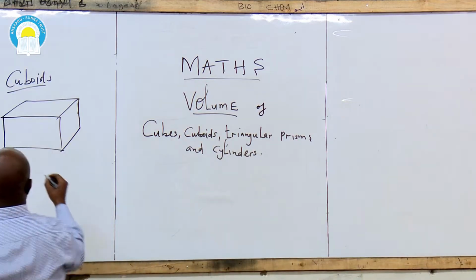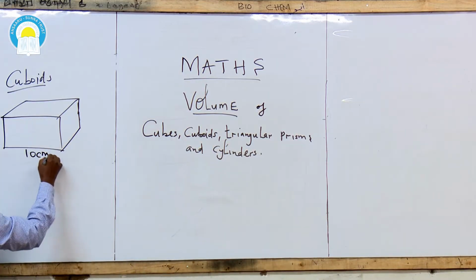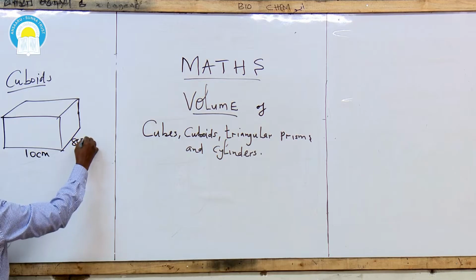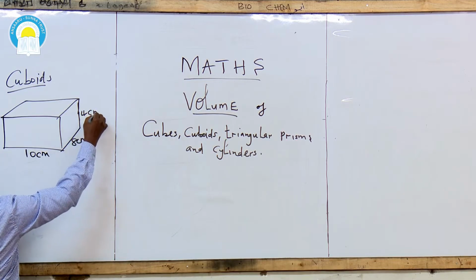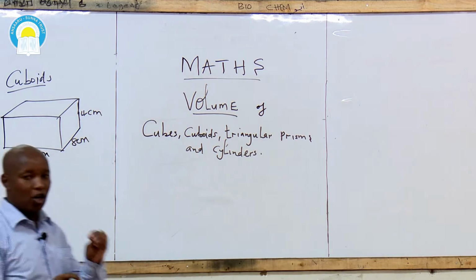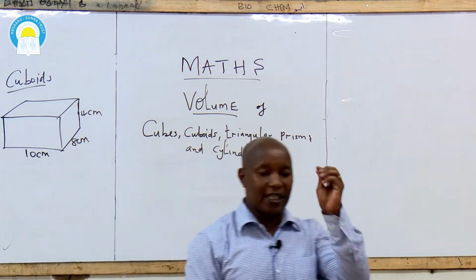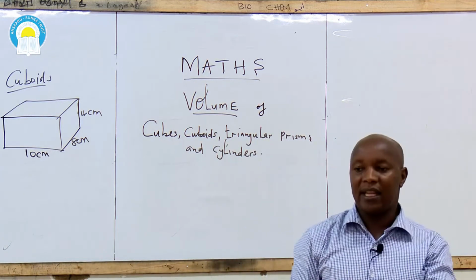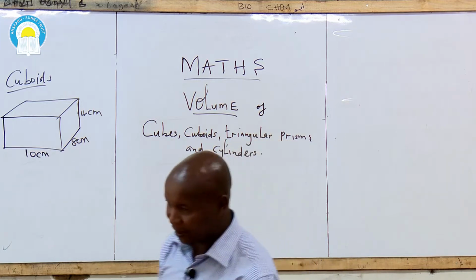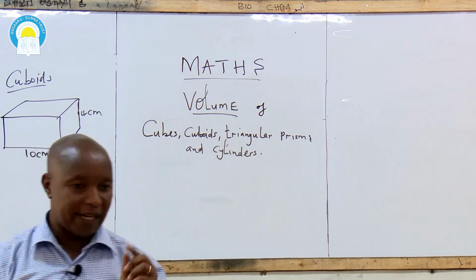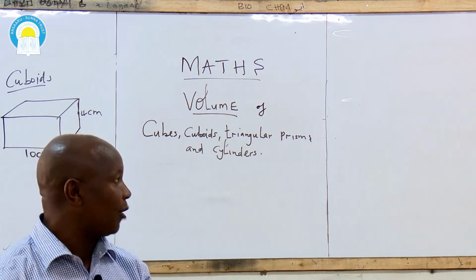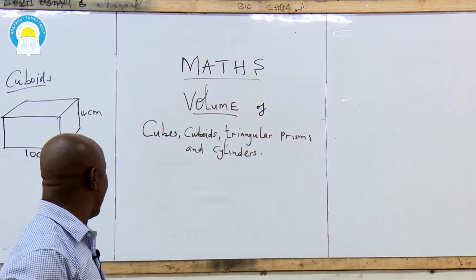Let the length be 10 centimeters, width 8 centimeters, and the height 4 centimeters. Class, the volume of a cuboid has only one formula: length times width times height. I repeat again: the volume of a cuboid is length multiplied by width multiplied by height.